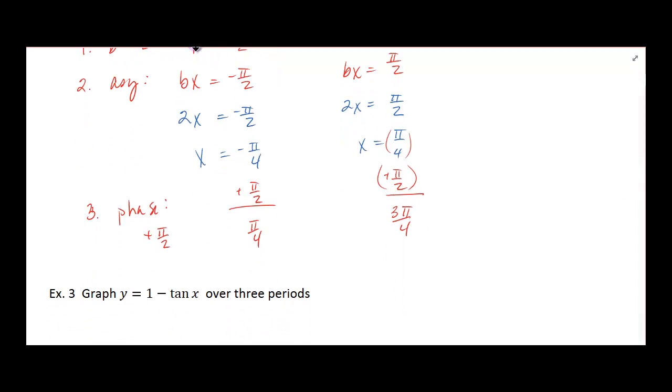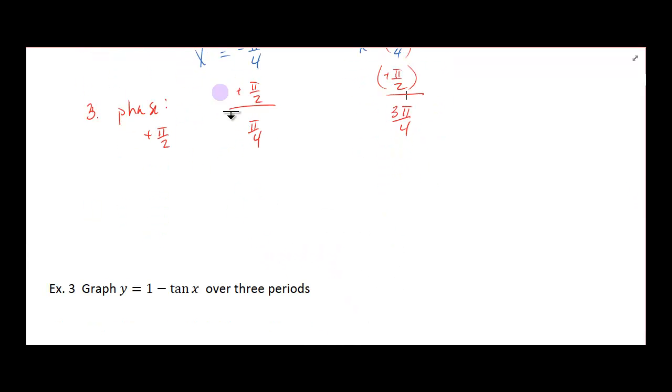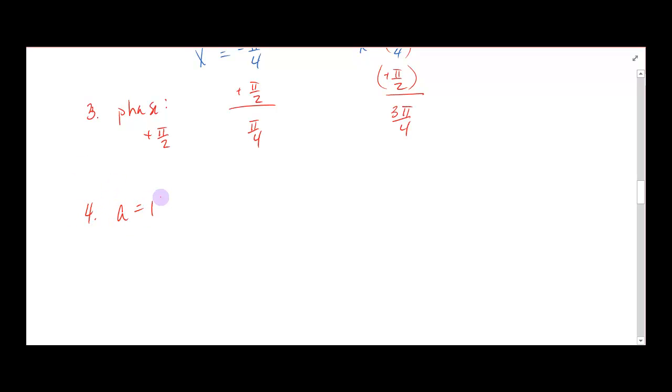So what do I have going on here? Now let me get it to where I can see this. I have one complete picture occurring between pi over 4 and 3 pi over 4. Again, on this particular function, I had not an amplitude, but I knew that a was equal to 1 so that I can mark that along the y-axis.